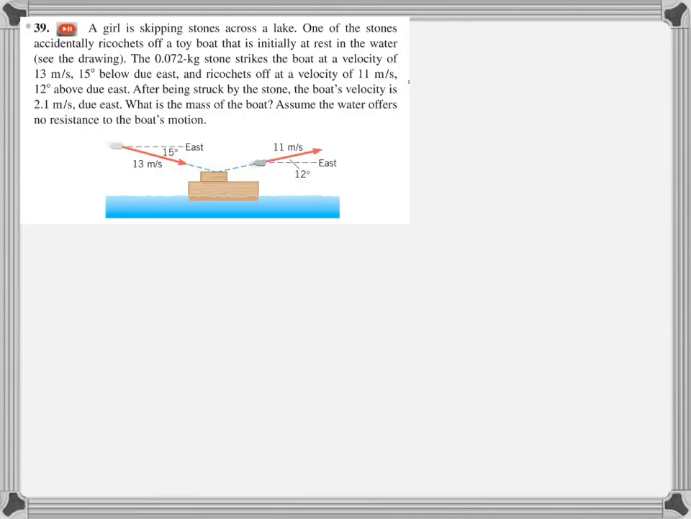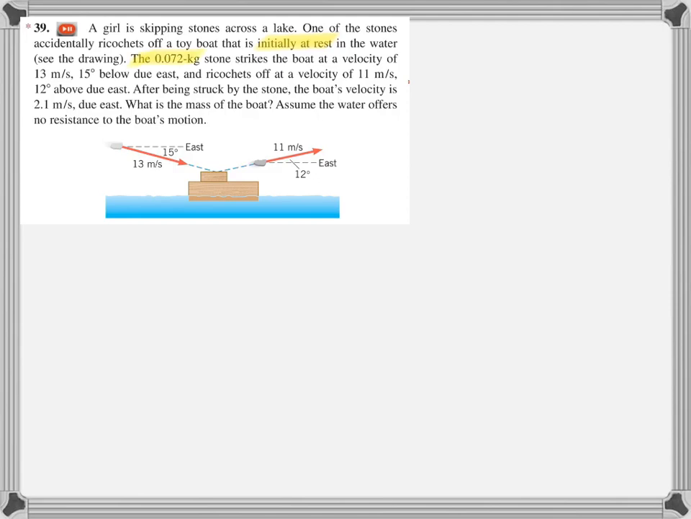Okay. For our last example, we have the following problem. This is number 39. We have a girl and she is skipping stones across the lake. One of the stones accidentally ricochets, meaning it hits and bounces off a toy boat that is initially at rest, meaning the initial velocity of the boat was 0, in the water, see the drawing.